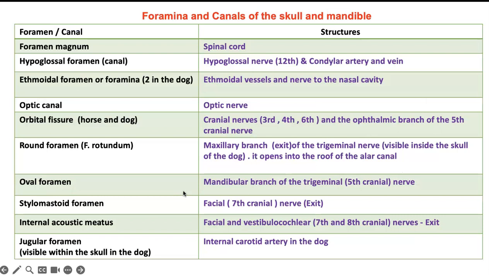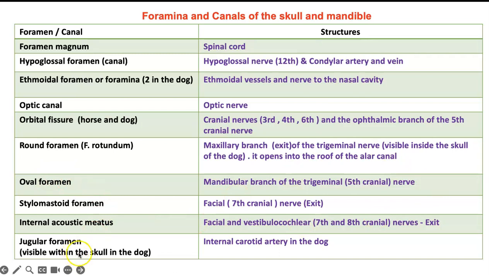Now this table is important. The table is important to know the structure, to know the name of the foramen, and then the structure. For example, foramen magnum for the spinal cord, optic canal for the optic nerve, foramen rotundum for the maxillary branch of the trigeminal, oval foramen for the mandibular, internal acoustic meatus for the facial and vestibulocochlear, jugular.